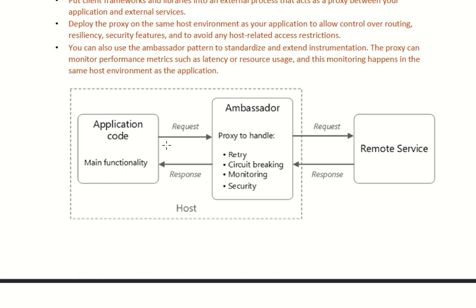So that's what this diagram explains. This is your application code. The main functionality will be put into the application code. This is the ambassador which you create, one more process or one more proxy application, which will take care of all your common tasks like retry, circuit breaking, monitoring, and security. The application will send a request. This request will be enriched with all the additional features from the ambassador, and then that request will be sent to your remote service.